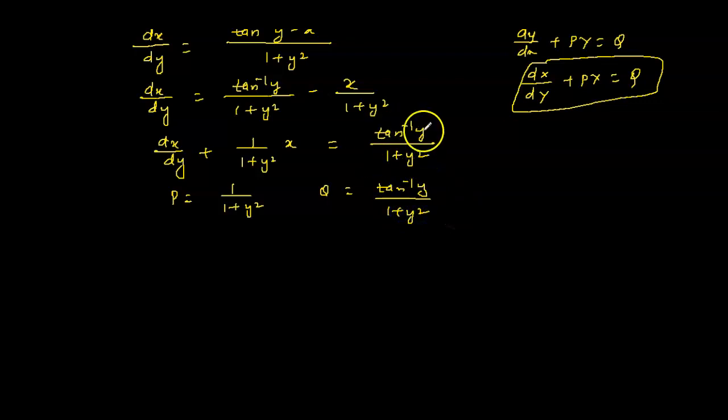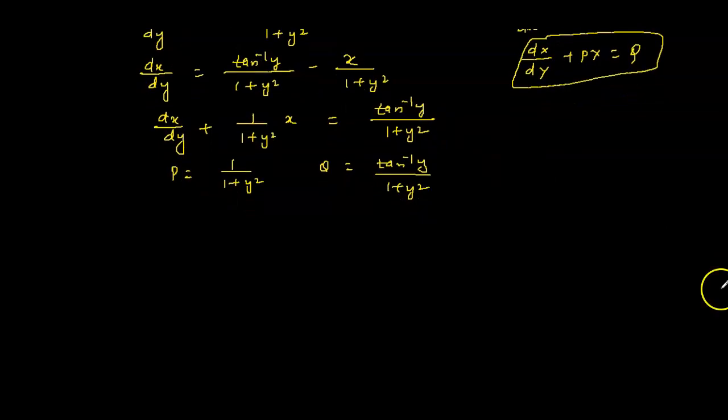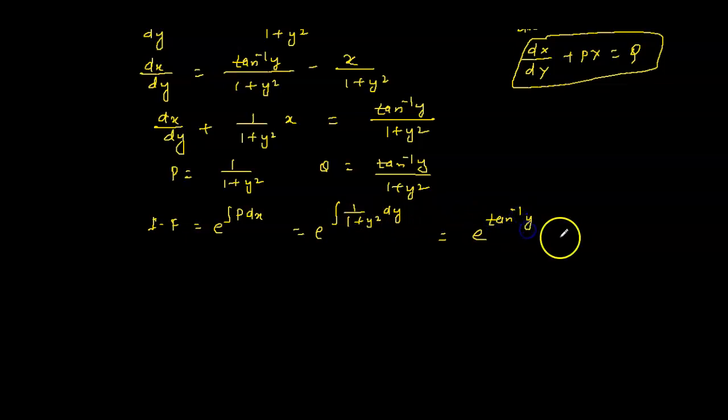Because on the right-hand side there is no x and y both, right? Correct. So here you can write the integrating factor is equal to e to the power integration of P dy. So e to the power integration of 1 by 1 plus y square dy, so e to the power, this integration is tan inverse, like 1 by 1 plus x square is tan inverse of x. Okay.